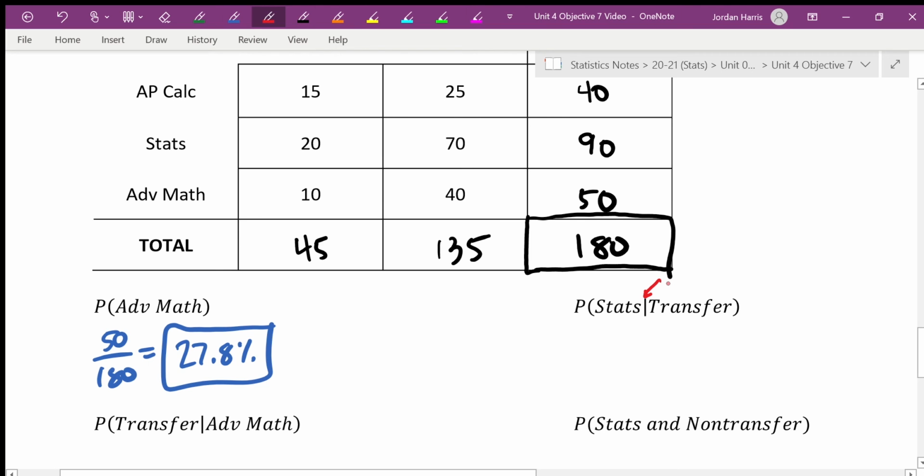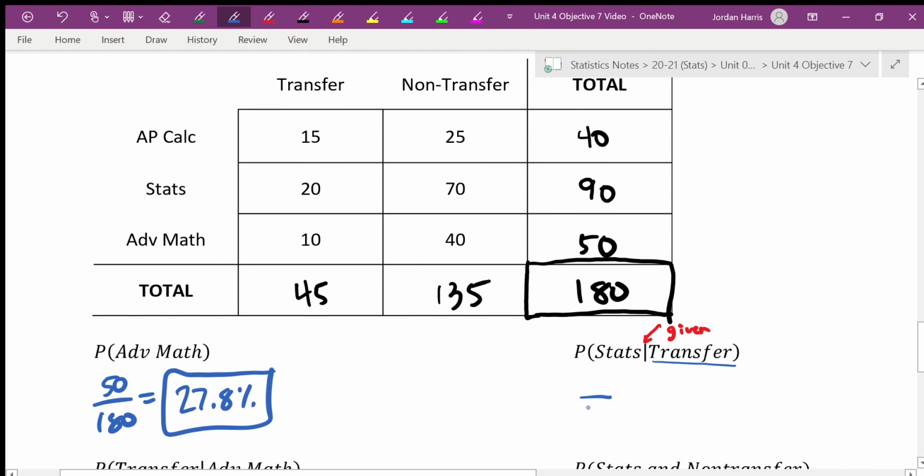Remember, this means we read it given. So probability of stats given transfer students. So that means we only have transfer students, right? Fraction line, I'm only dealing with the 45 transfer students. How many of those transfer students are in stats? 20 of them. So if I took only the transfer students, what's the probability of getting a stats student? It's 20 divided by 45. So type that in your calculator and you get 44.4%.